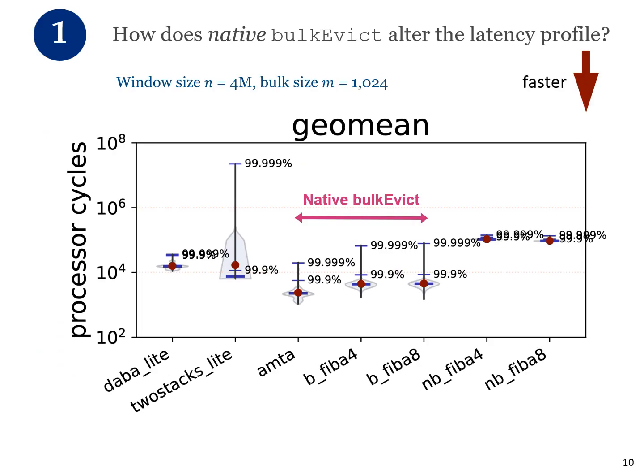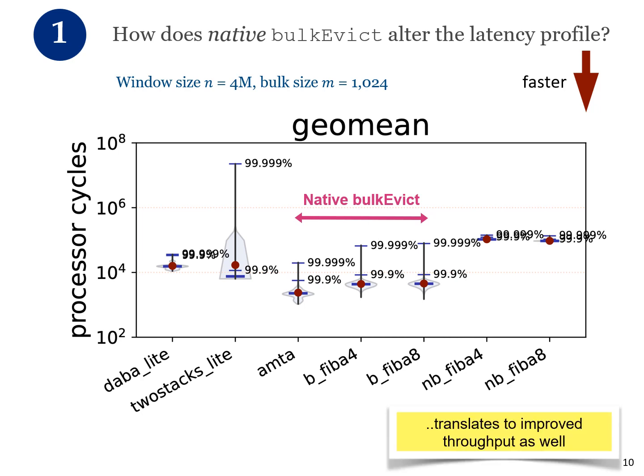So here are the experimental results for bulk evict. In this figure, the y-axis shows latency in processor cycles. So lower is better, and these numbers 2 to the 4, 2 to the 6, those are kind of in the microsecond range. Every violin plot in this figure shows a different algorithm, and there are 3 algorithms that natively support bulk evict. The first one, AMTA, is from related work, and the other 2, BFEBA4 and BFEBA8, are variants of our algorithm with different arities. And as you can see, these 3 actually have the best latency profile, as expected.